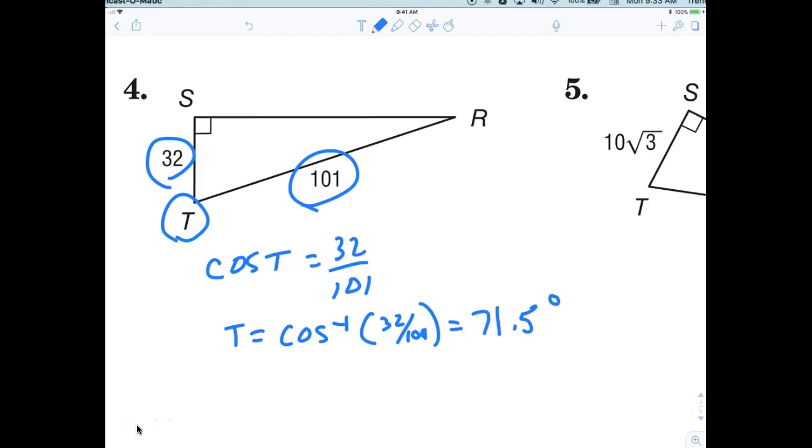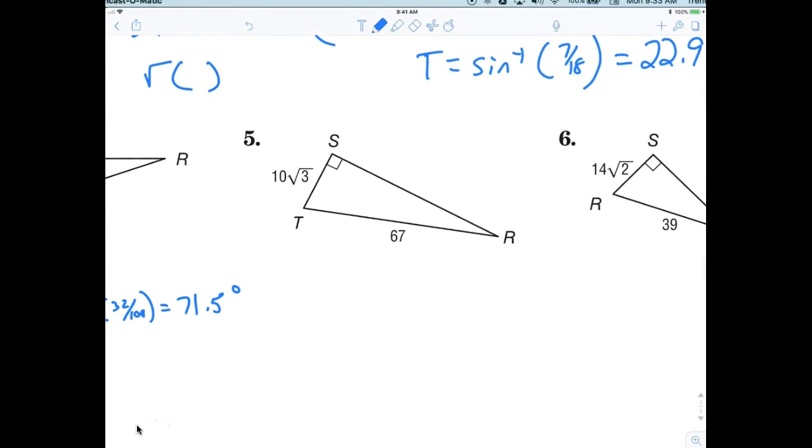What's the Indian person's name? Sacagawea. That's racist. It's Native American. All right. Thank you. It wasn't a Native American.